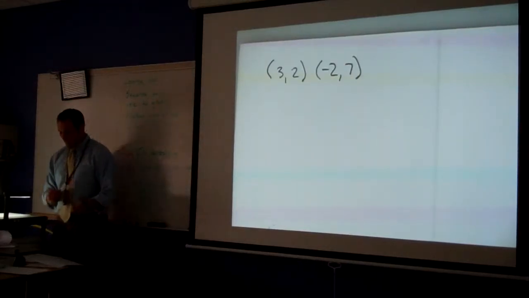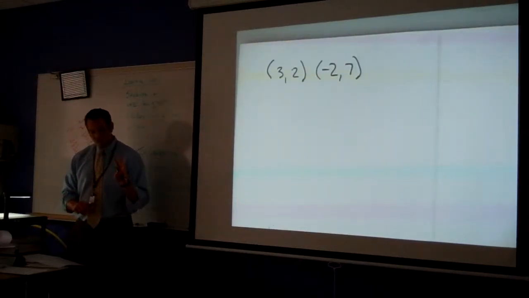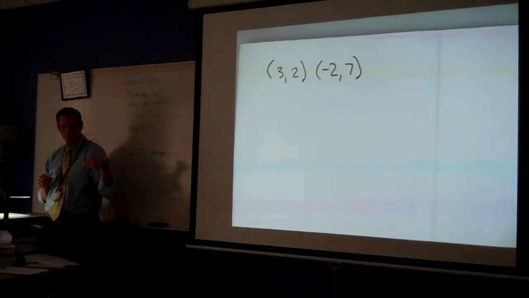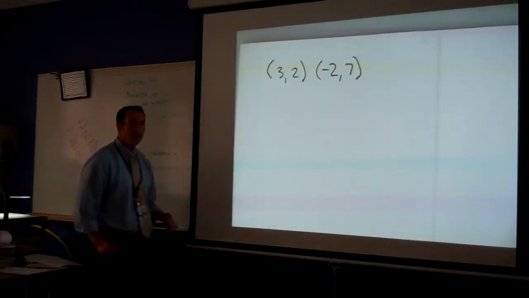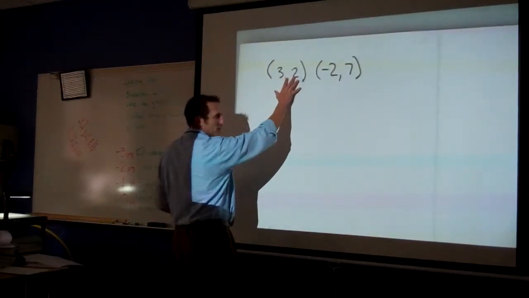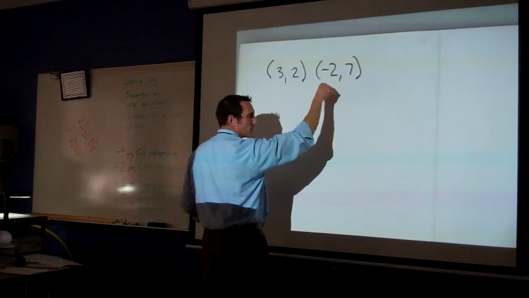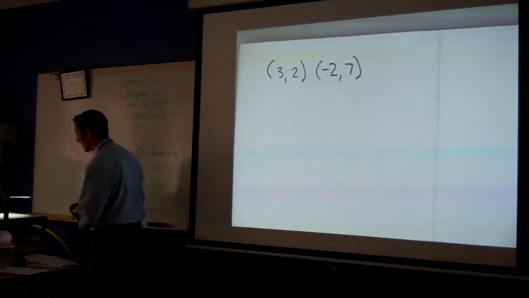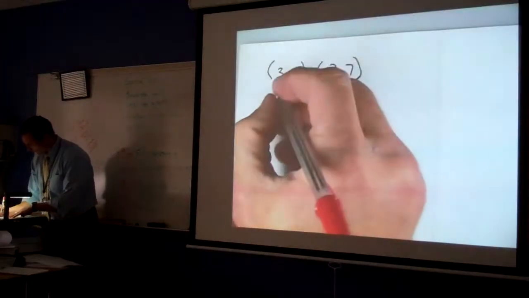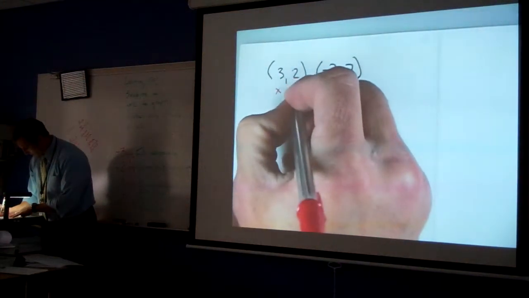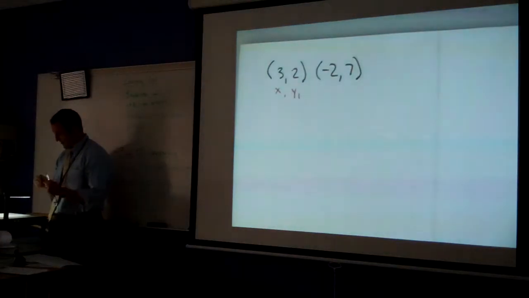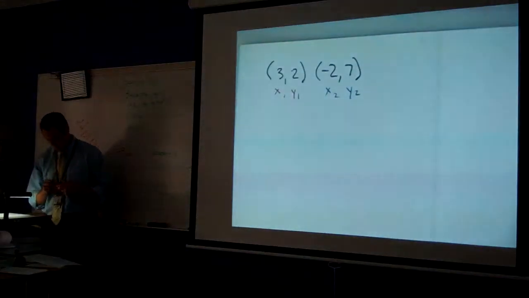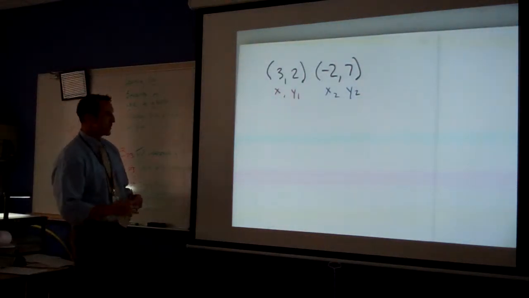Now the first thing we have to do is to be organized. We have to organize ourselves. Label your points, x1, y1, x2, y2. And as I said in the notes, it doesn't matter if we call this x1, y1, and this x2, y2, or this x1, y1, or this x2, y2. It doesn't matter which one as long as you're consistent. So I will label this one x1, y1, and I will label the second one x2, y2.